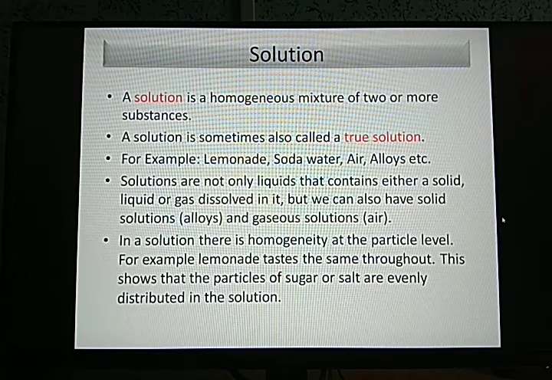The particles of the solution, or you can say the components of the solution, are mixed in such a way that you cannot distinguish them or separate them part by part. You cannot separate them. It is completely mixed. Clear?